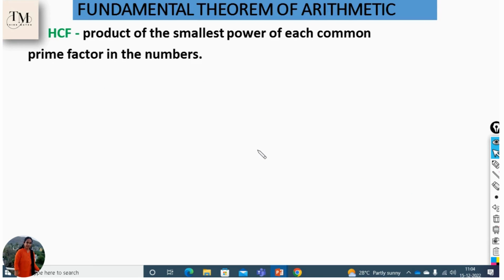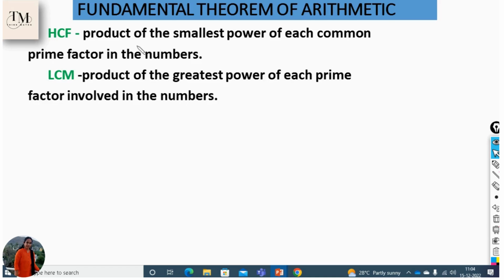So first let us see what is HCF and LCM. HCF is nothing but the product of the smallest power of each common prime factor in the numbers. LCM is nothing but the product of the greatest power of each prime factor involved in the numbers. Here you have to note, HCF is the smallest power of common prime factor, and LCM is the greatest power of each prime factor. So let us go to one example.